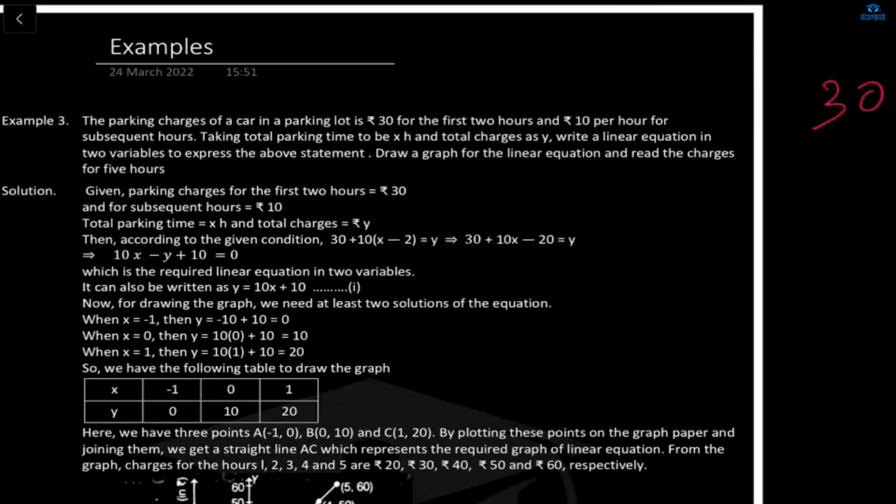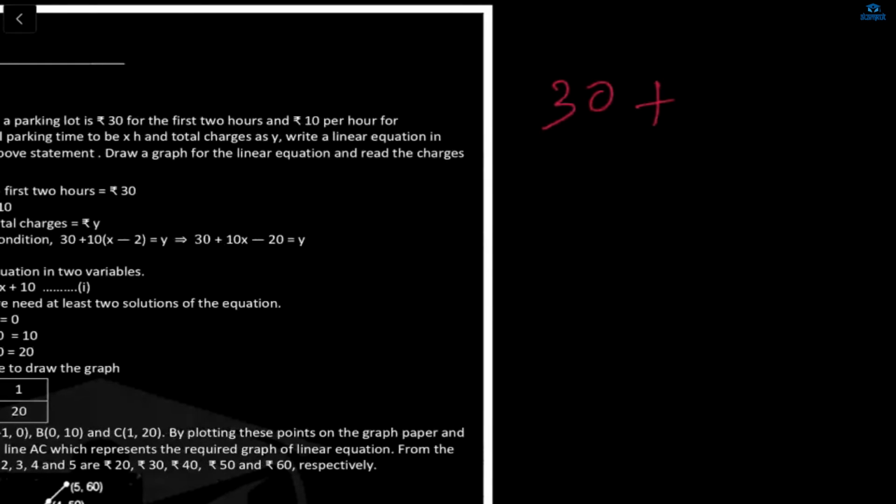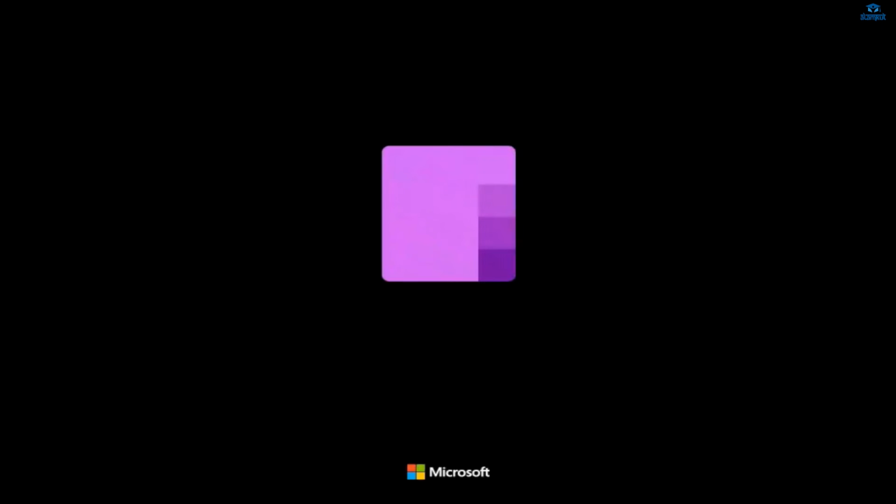Now taking total parking time to be x. Now total parking time is x. x can be 10 hours, x can be 3 hours. So the total parking time is x. So if you need to find out the price for the other hours, how are you going to find out?